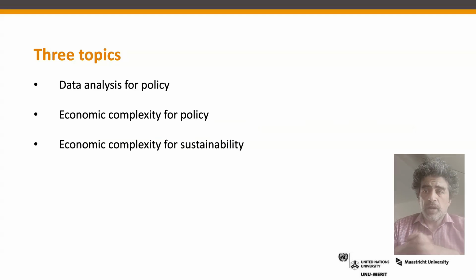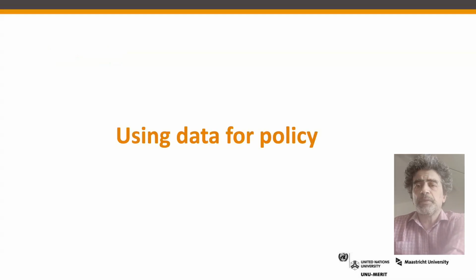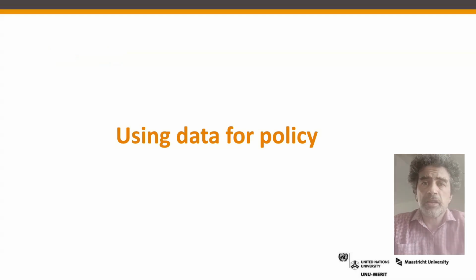Second, we look in particular at how economic complexity can be used to inform policy in several different contexts in general. And finally, we will look in particular at the impact on sustainability, so how to deal with sustainable policies and how economic complexity can help in this. Let's start on the general idea on using data for policy.